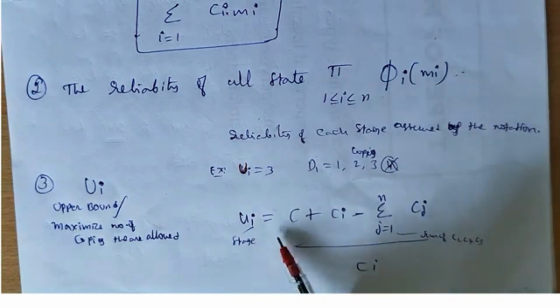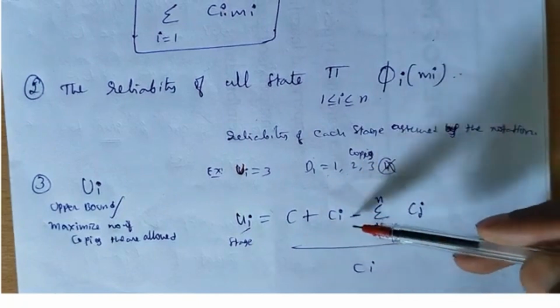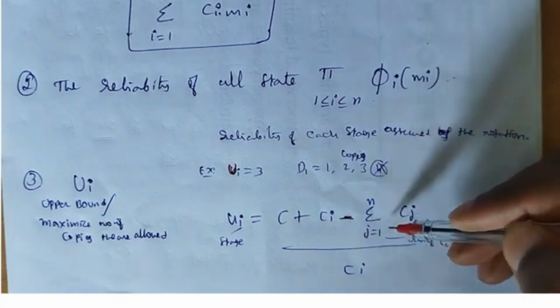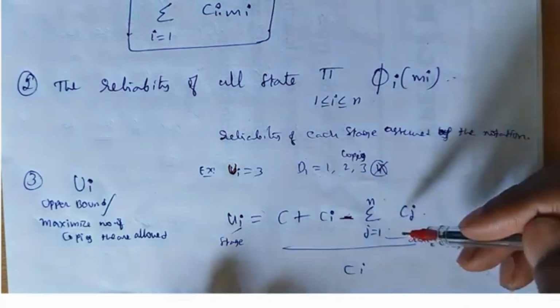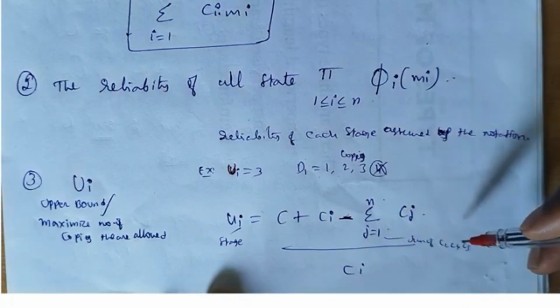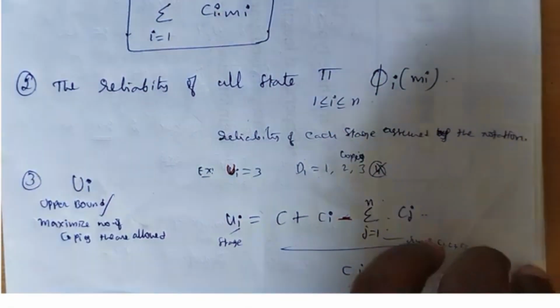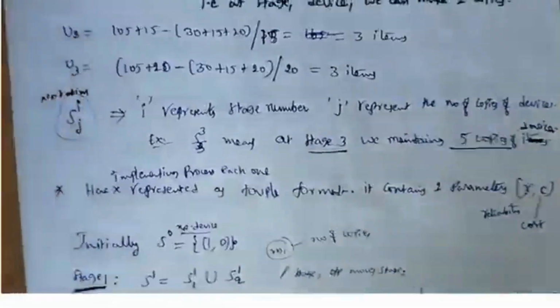How to calculate Ui? Ui equals the floor of (C plus Ci minus the summation of Cj for j from 1 to n) divided by Ci. Here the summation of Cj means the sum of C1, C2, C3. These are the important equations for the reliable design.